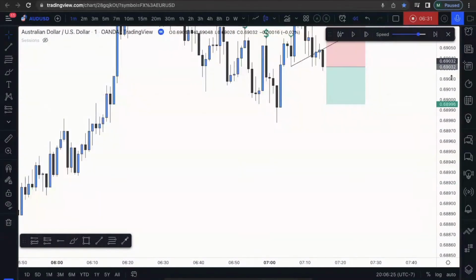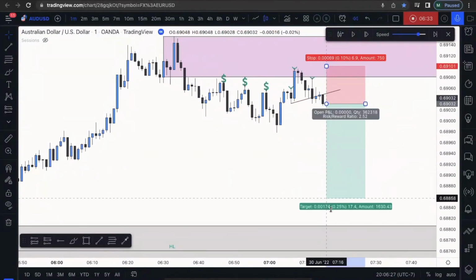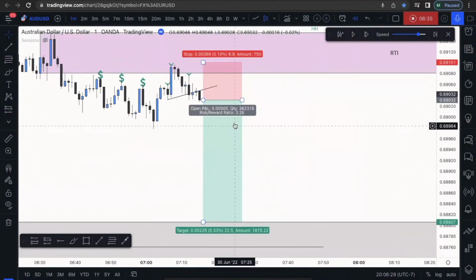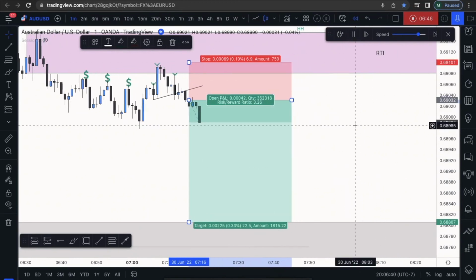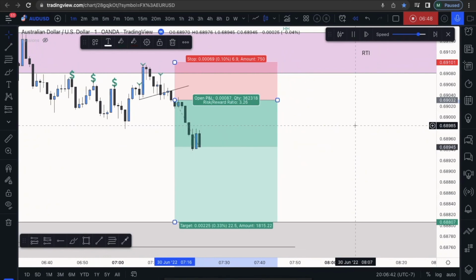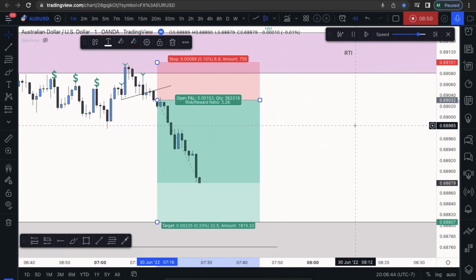into a short position. So I took this trade into a demand level, which gave me 1:3.26 risk to reward, which is a good risk to reward. And then I took this trade, and price moved to smash my take profit level.